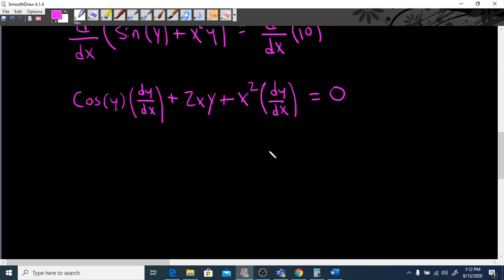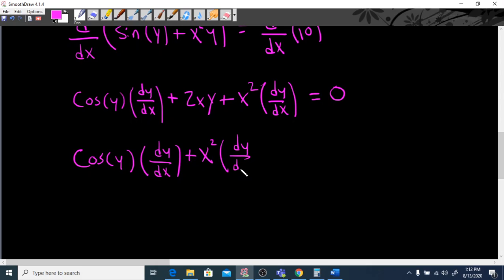Okay. So just like before, every term that has dy dx, we're going to put on one side, and every term that doesn't have a dy dx, we're going to put on the other side, because we're trying to find the derivative. So we get cosine y dy dx plus x squared dy dx. And then I'm going to subtract 2xy from both sides, so I'll have negative 2xy over here after I subtract 2xy from both sides.